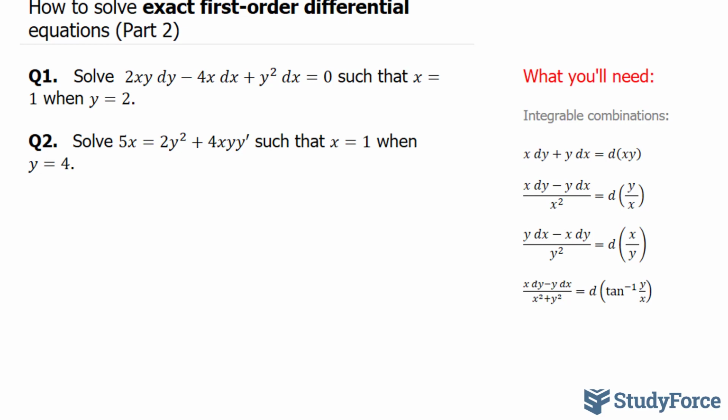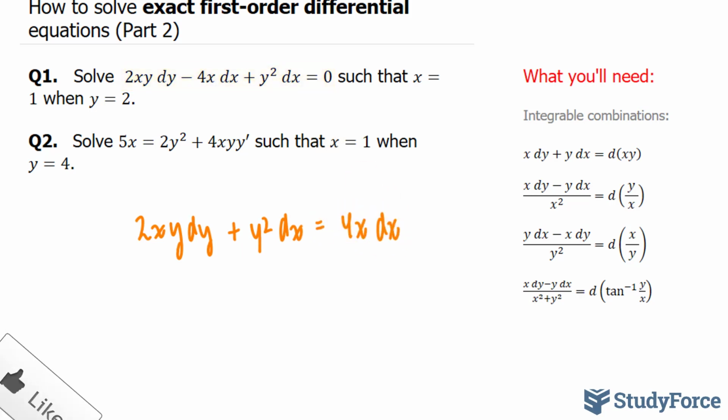The first thing that I'll do is group together the first and the third term, and then transpose or move this term over to the right side. Let me show you what I mean. I have 2xy dy plus y squared dx is equal to 4x dx. In case you're confused, I moved this term over to the right side and I brought together this term with this term. Look closely at the left side here.